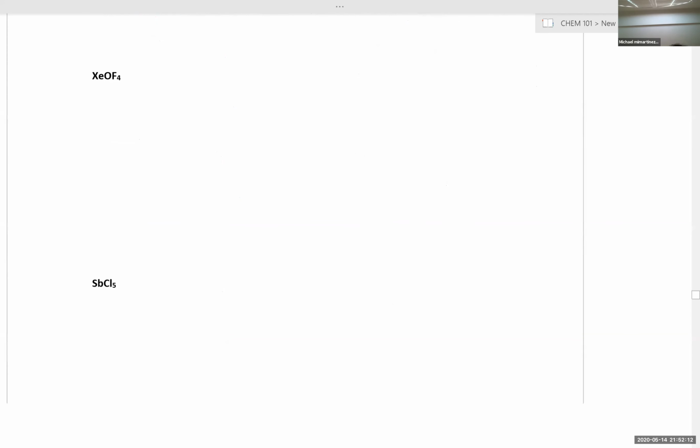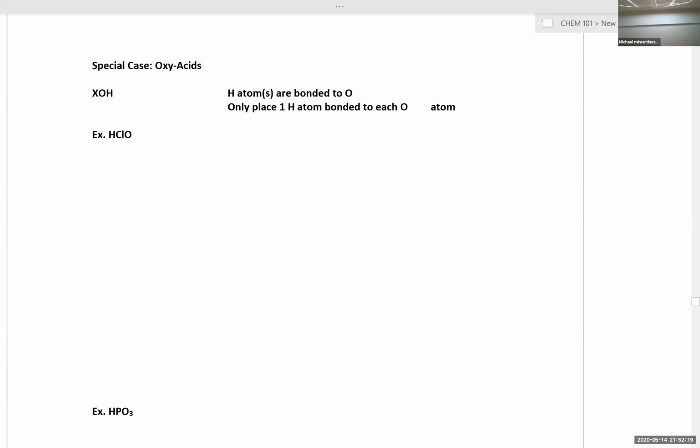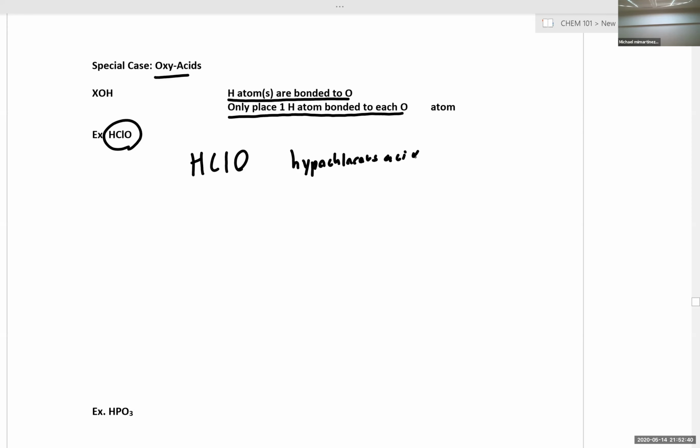So I'm going to leave these next expanded octet examples for you to work on at home. There's one special case when we think about oxyacids: your hydrogen atoms are bonded to oxygen, and make sure you only place 1 hydrogen atom on each oxygen. So looking at HClO, which is hypochlorous acid, our central atom is chlorine. Now, attached to chlorine, we put an oxygen. Where do we put our hydrogen? Do we attach our hydrogen to oxygen or chlorine if we're following the rule for oxyacids?